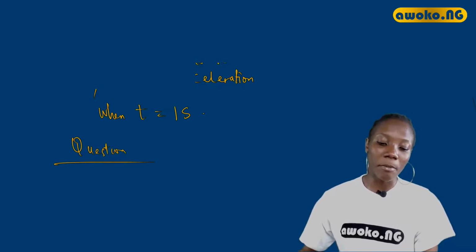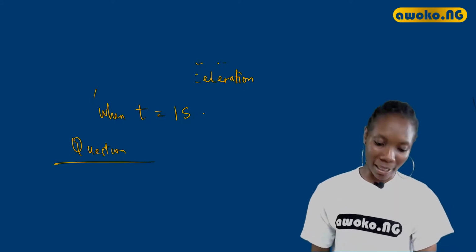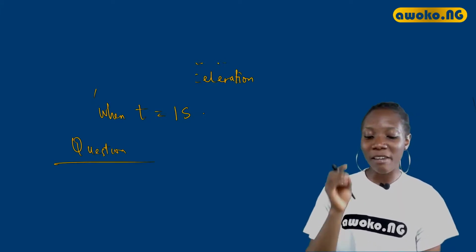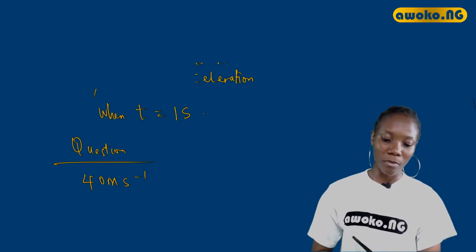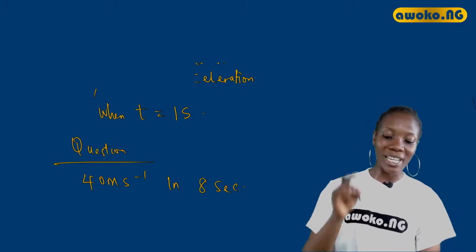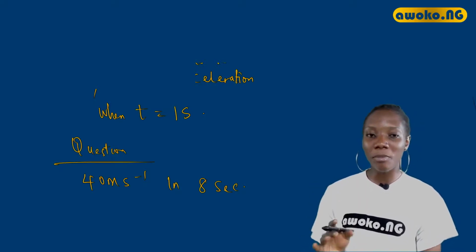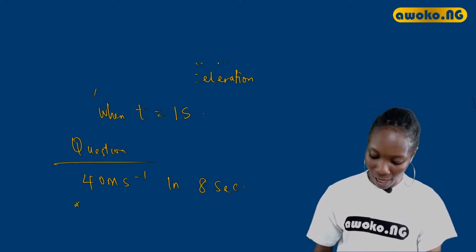Now, a body starts from rest and accelerates uniformly in a straight line until it reaches a velocity of 40 meters per second in 8 seconds. Follow me closely. Now, it then travels uniformly, that is with a constant speed, for 12 seconds. This is another case of the question. Time t now equals 12 seconds.